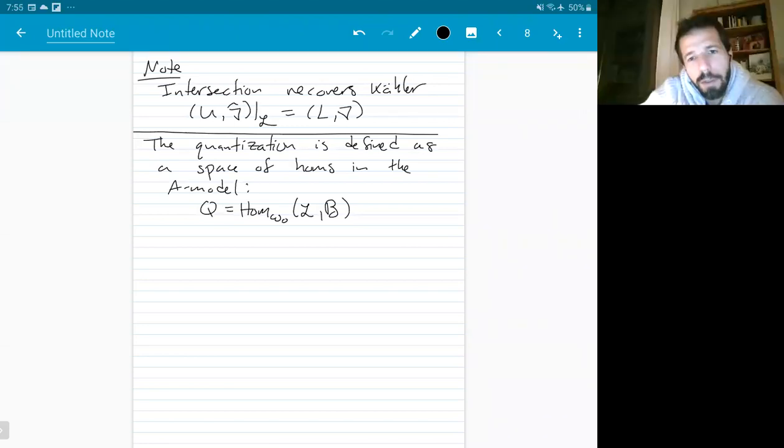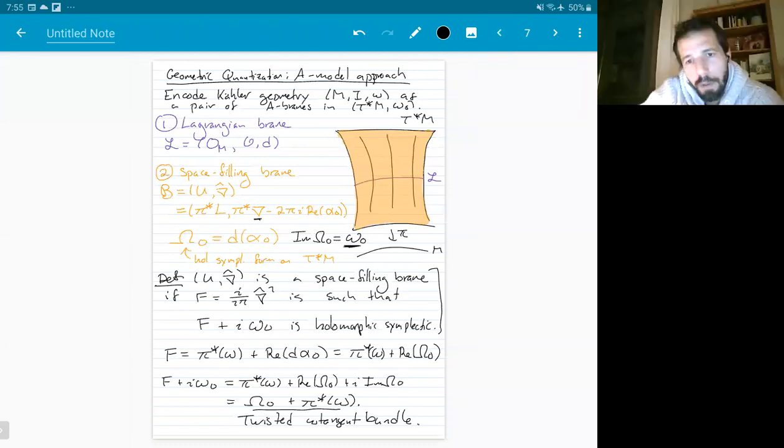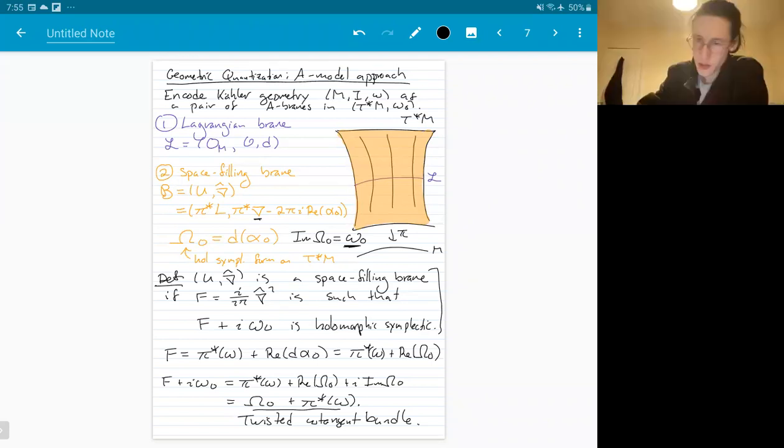Can you clarify one thing? What is the role of the complex structure in your picture? So what you mean by cotangent of N, I guess, is the dual of the tangent (1,0) of N, right, with respect to the complex structure? Am I correct? Yeah, so the complex structure goes into defining this omega naught. Okay.